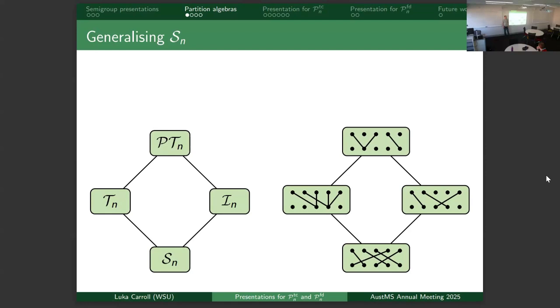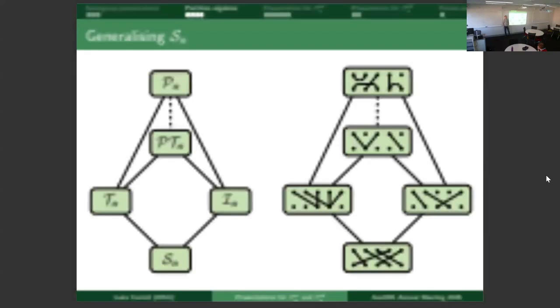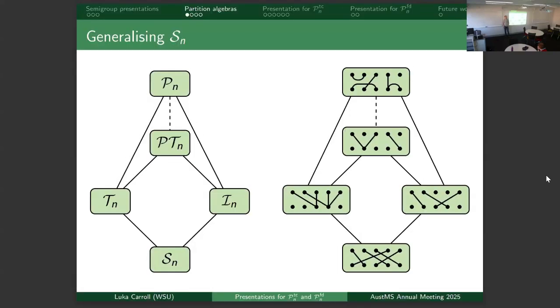And there's another way of generalizing the symmetric group: instead of just thinking about mappings between a set and itself, you can think about partial mappings between quotients of the set. This gives us the partition monoid. I'll explain this dotted line in a moment.